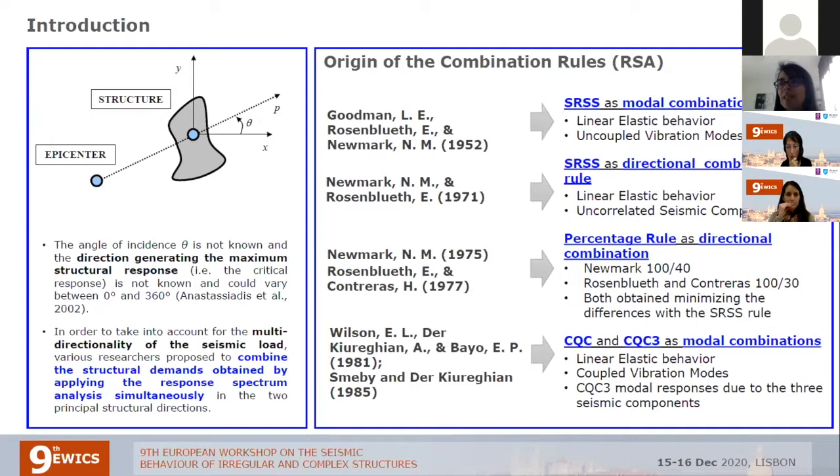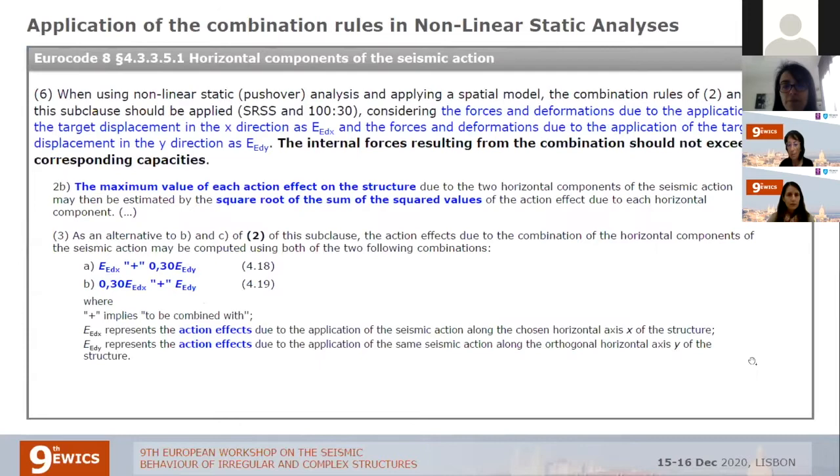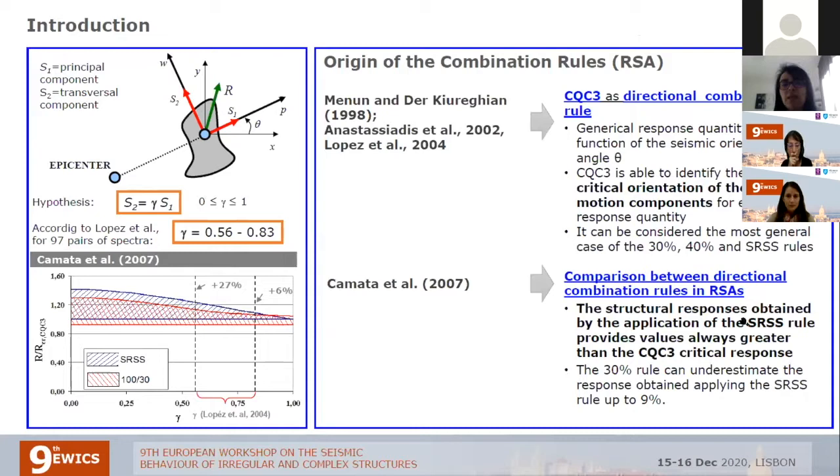They proposed the percentage rule, which approximates the multi-component response as the sum of 100% of the response resulting from one component and a percentage of the response resulting from the other component. More specifically, Newmark suggested the 40% rule, and Rosenblueth and Contreras suggested the 30% rule. Subsequently, other authors, Menun and Der Kiureghian again, suggested the CQC3 directional combination rule.